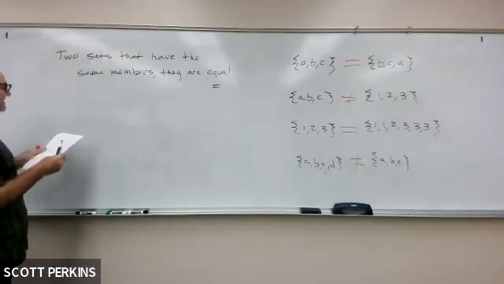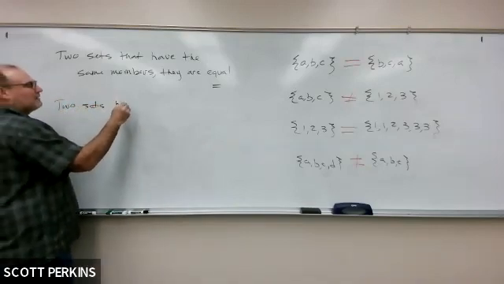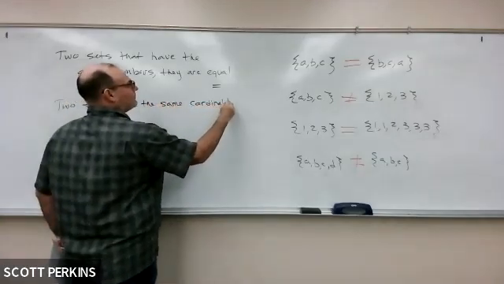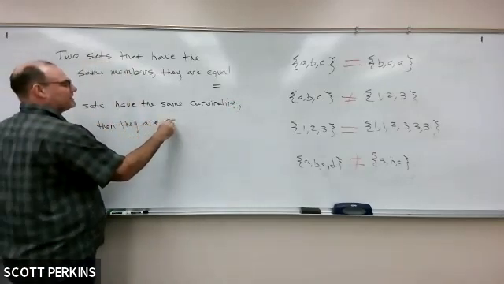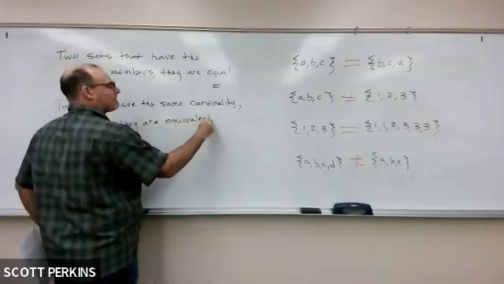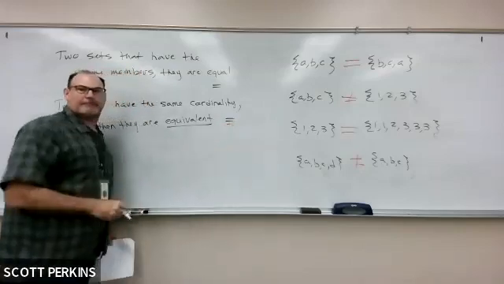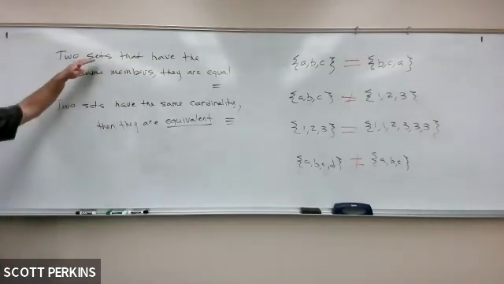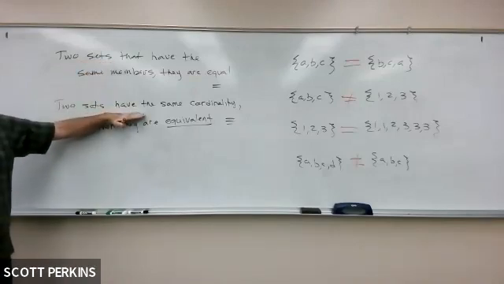So the last thing about sets is if two sets have the same cardinality, then they are what's called equivalent. The symbol for equivalent looks like an equal, except there's 3 bars, so 1, 2, 3. So notice equal says they have the same elements. Equivalent says I don't care what the elements are, I just care how many of them there are.